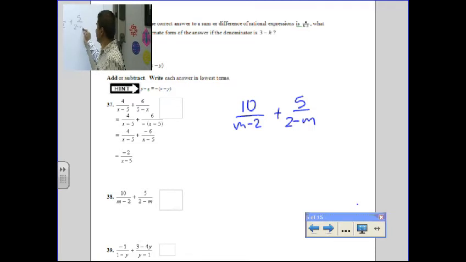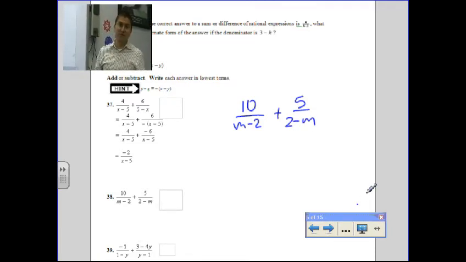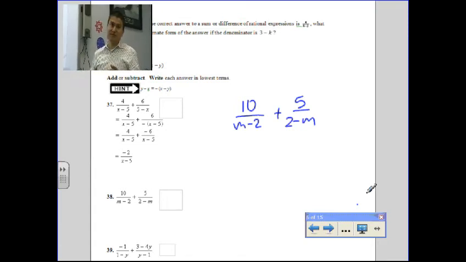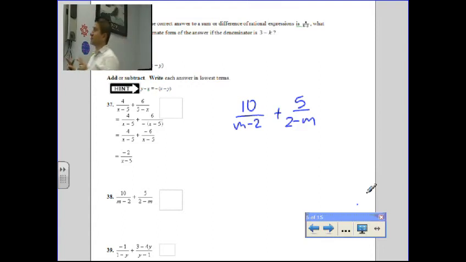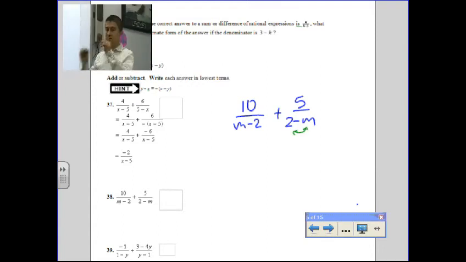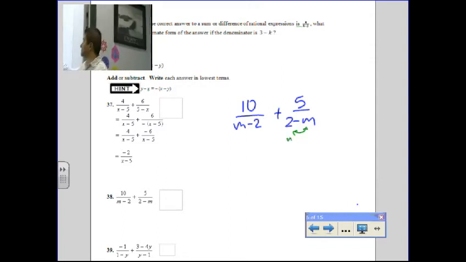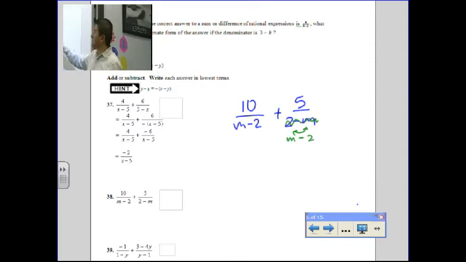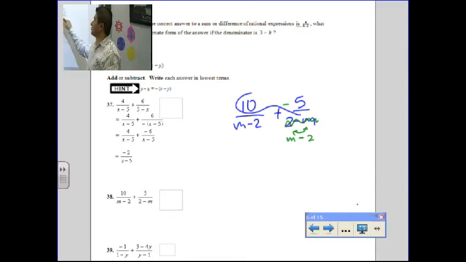You see a little theme going along here? So here's the problem: 10 over m minus 2 plus 5 over 2 minus m. What's happening here? The denominators, same thing. We want to make them the same. But if you notice, the denominators are kind of already the same, I just have to switch these around. The 2 and the m, just reverse them, exchange them. But remember, when you do that, a little negative crawls out up there. Put it up on top, and then you just work out the numerator.